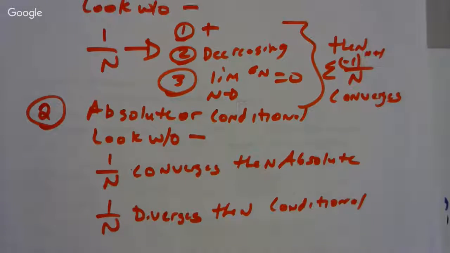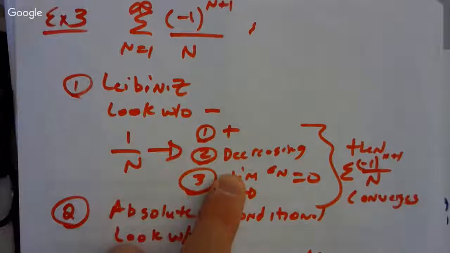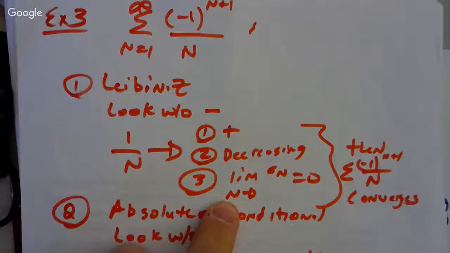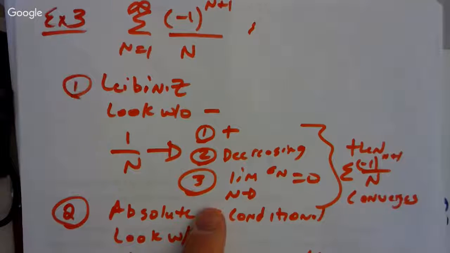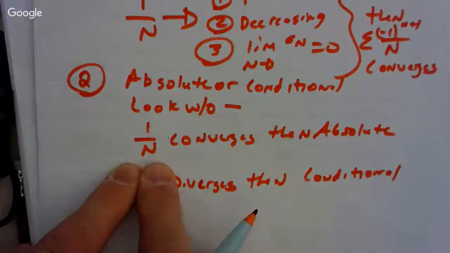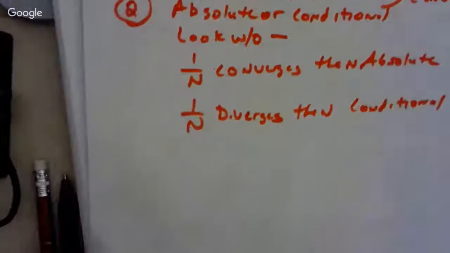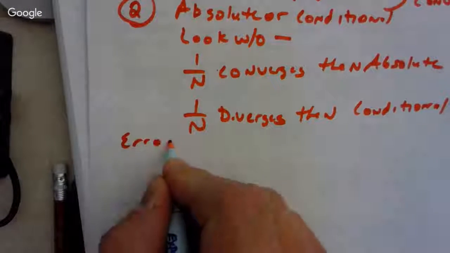Okay, now, let's go back to this one. Does it meet these 3? Is it positive? Yes. Is it decreasing? Yes. Are they going to 0? Yes. So now we can say our answer is going to end with what? Convergence. Now we go to this. Look at 1 over n. Is that converging? No. So it's doing what? Conditional convergence. Okay, let's talk about error bound on the sum.